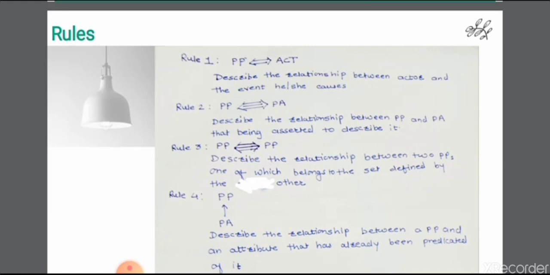This is a two-way dependency since neither actor nor an event can be considered as primary, because both are interdependent on each other. We cannot take any one of them as single.